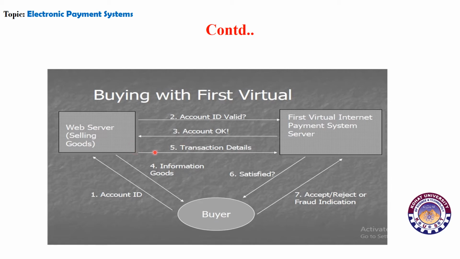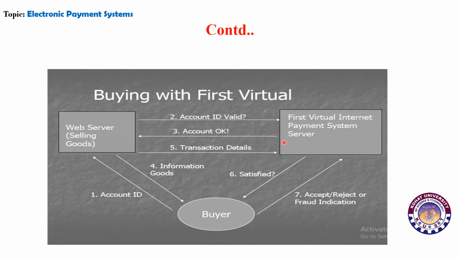The merchant will also forward the transaction details, how much he wants to deduct from this account in lieu of purchasing something. So First Virtual will then forward this request to the buyer, asking whether it is okay to transfer the said amount to the said merchant bank account, and the user will normally say okay if he has purchased something, or if there is some fraud, then he will reject this request.